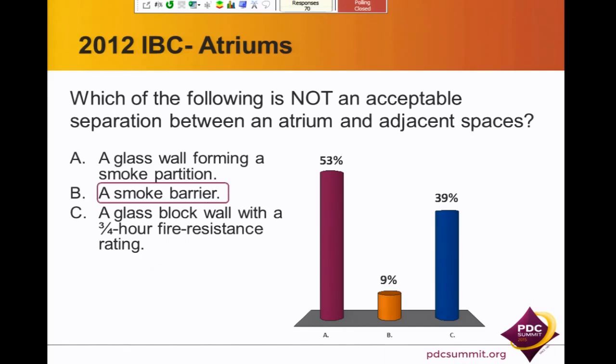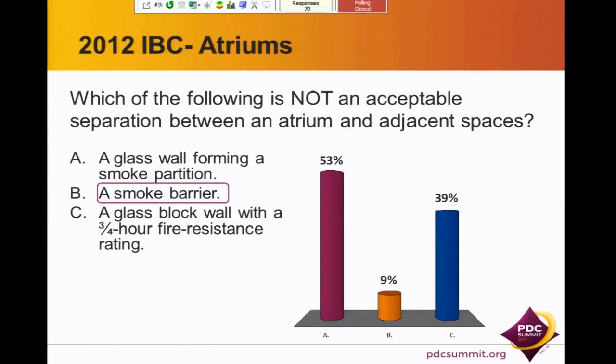The answer is B, smoke barrier. For A, a glass wall forming a smoke partition is permitted as long as you provide the closely spaced sprinklers based on the IBC provisions. And a glass block wall with a 45-minute fire resistance rating is actually permitted as that separation between adjacent spaces.